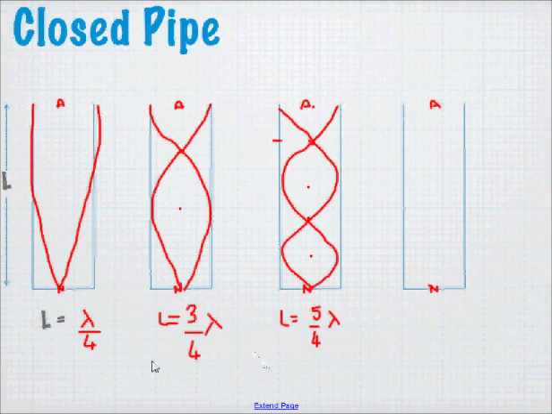Now, let's say we want to look at the frequency. Let's say the frequency of this one is F. Well, this one here is going to have a wavelength that's 3 times shorter, so it's going to have a frequency that's 3 times greater. This one here is going to have a wavelength that's 5 times shorter, so it's going to have a frequency that's 5 times greater.